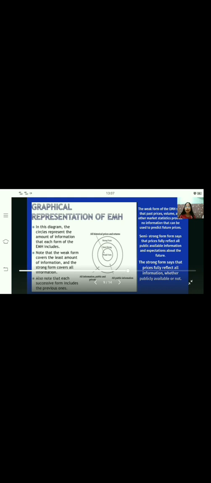The second circle is the semi-strong. So, semi-strong is all public information. So, I will note that the weak form covers the least amount of information and the strong form covers all information. Also note that each successive form includes the previous one.